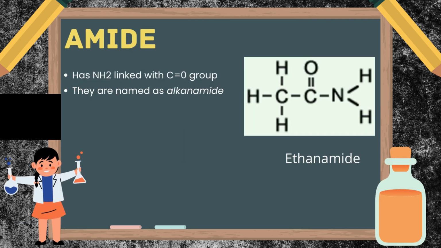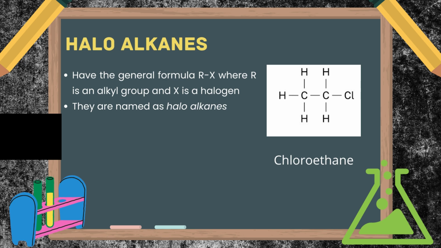The next functional group is amide. Amide has NH2 linked with a C double bond O group, and they are named as alkanamide. So the organic structure of this compound can be called ethanamide. On to the last functional group of this presentation, we have haloalkanes. Haloalkanes have the general formula R single bond X, where R is an alkyl group and X is a halogen, and they are named as haloalkanes. So the organic structure of this compound is called chloroethane.